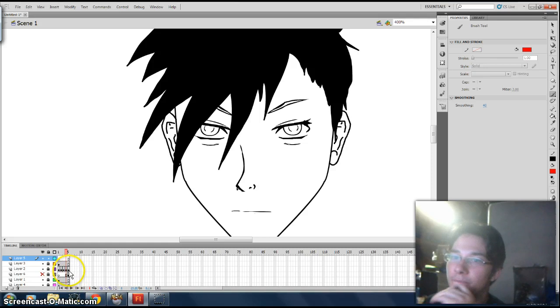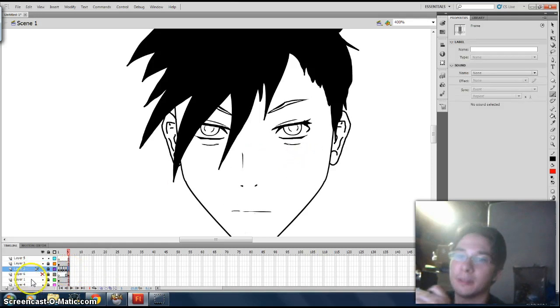Then the fifth nose is absolutely the most simplistic nose. And this is just an example of how little detail it really takes to make a nose look acceptable.